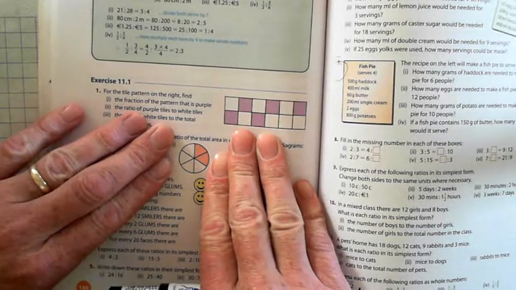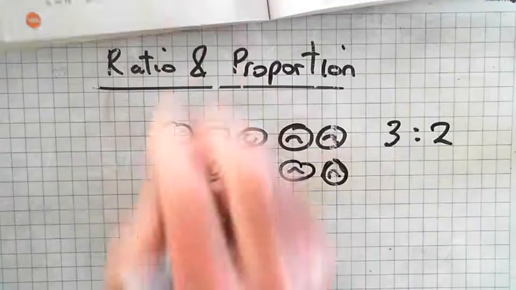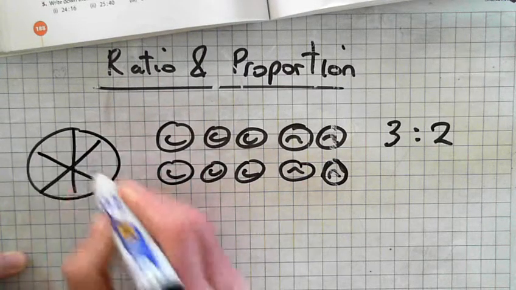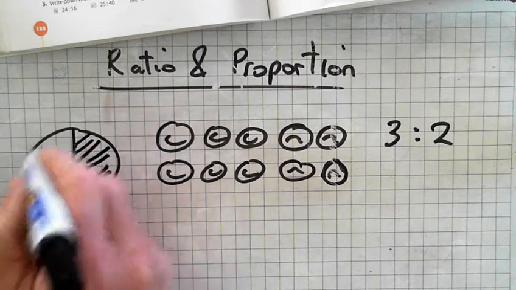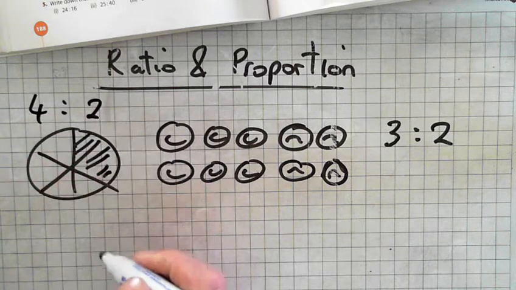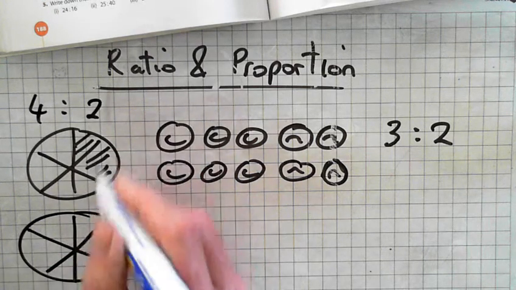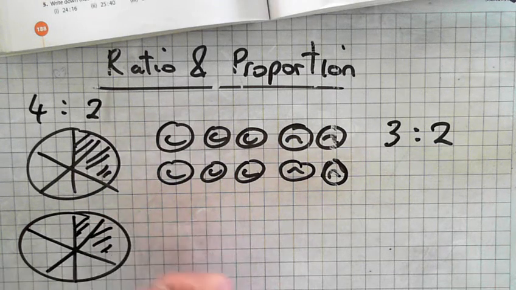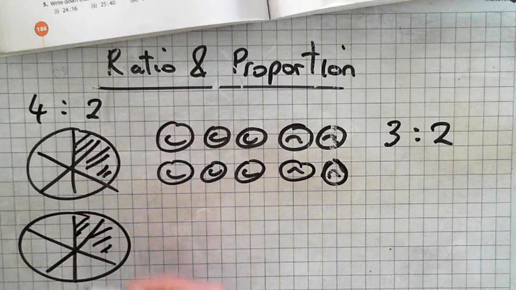If I have 2 cakes here, how many proportions are shaded? Those 2 are shaded, and 4 are not shaded. If I put another cake there, 4 are not shaded, 2 are shaded. What's the overall total now? 8 to 4.